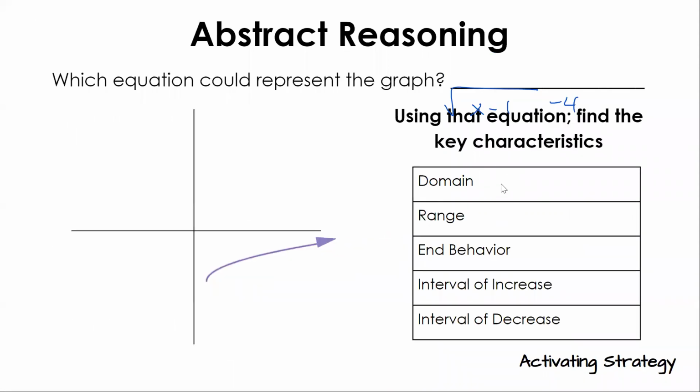And we're going to talk about the domain, the range, the end behavior, intervals of increase and decrease. So for my domain, what is my farthest left x value? How do you know? What is my farthest left x value, and how do you know?